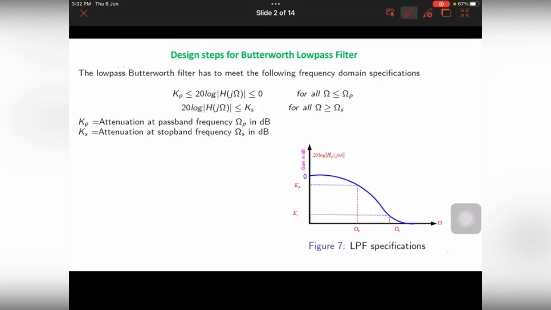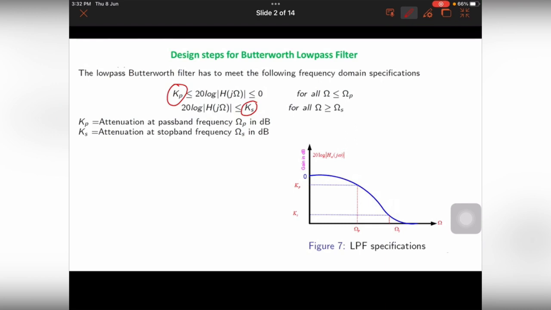As we discussed in the last class, how to find the order and cutoff frequency of the low pass Butterworth filter. Once you know the given specifications, what are the steps to be followed for designing any Butterworth filter? In the exam they will give the question, and that question contains 4 parameters, that is gain and frequency parameters. Kp is nothing but the pass band gain, and Ks is the stop band gain, and H of j omega is the magnitude response of the low pass filter.